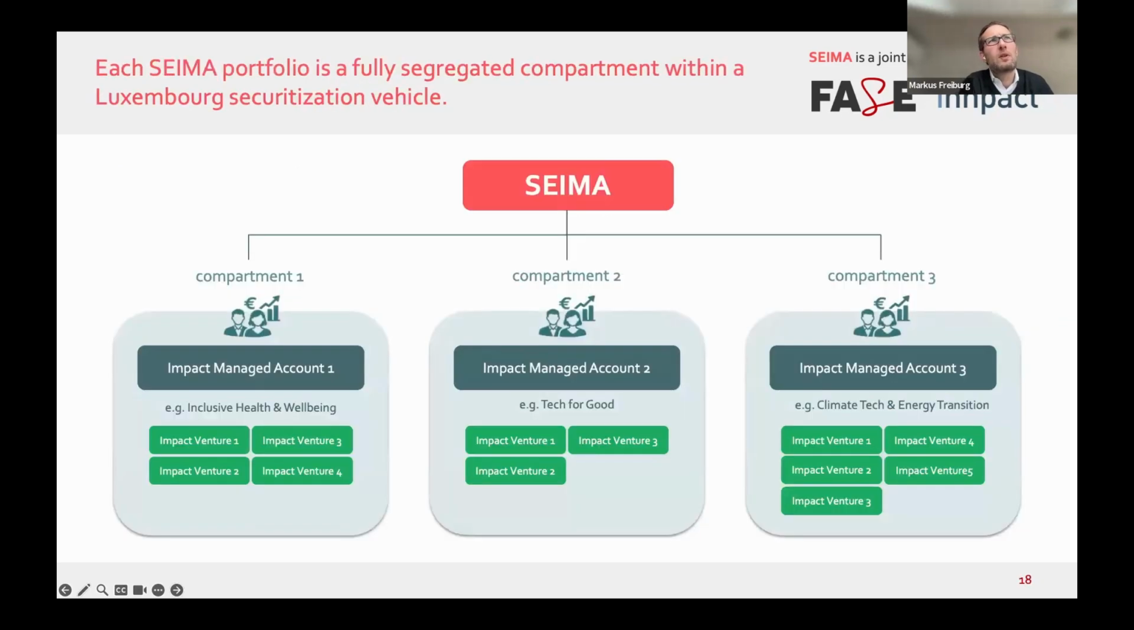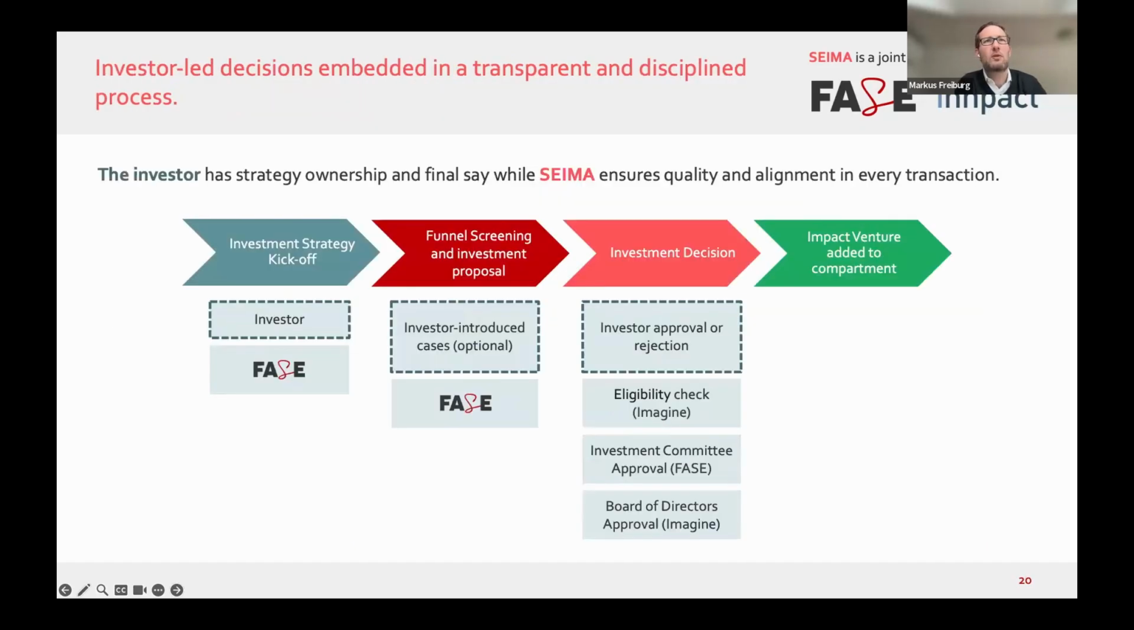And how does it look? Each SEIMA portfolio would be a fully segregated compartment within a Luxembourg-based securitization vehicle. And you would then have individual compartments that represent an individual managed account with a specific focus. And then certain ventures would be included either with an equity investment, a mezzanine investment, or a subordinated loan. And obviously, the strategy is to build more compartments over time to set up different investments and structures.